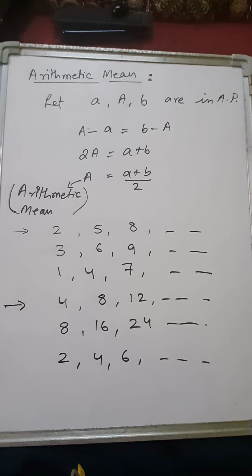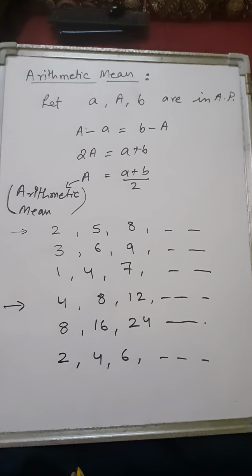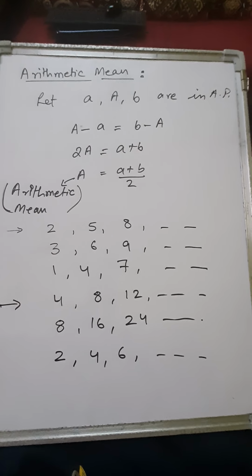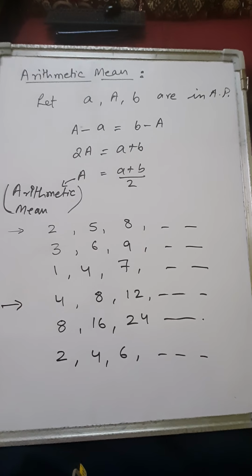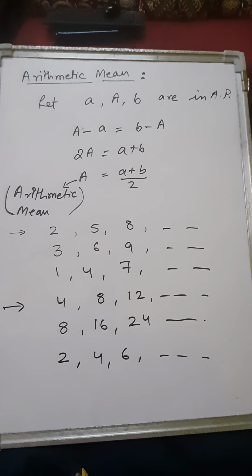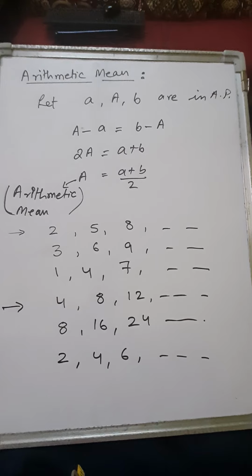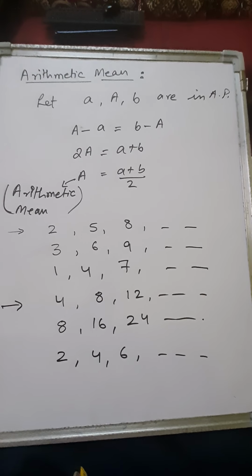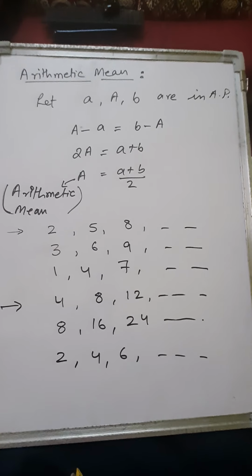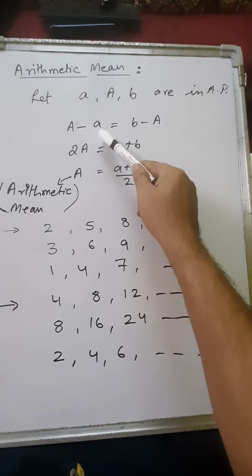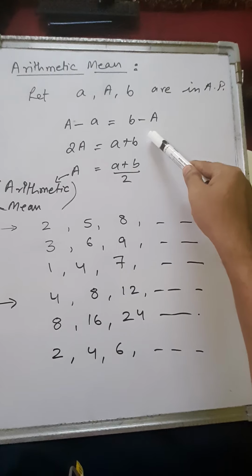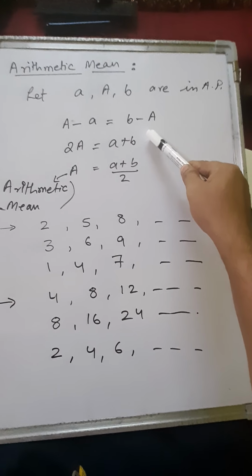and arithmetic mean. Suppose we say that the three numbers small a, capital A and b are in AP. Okay, children. If these three terms are in AP, that means the common difference will be the same. That means T2 minus T1, second term minus first term, is equal to T3 minus T2, third term minus second term. This is the common difference.